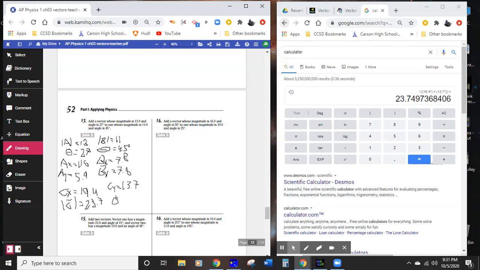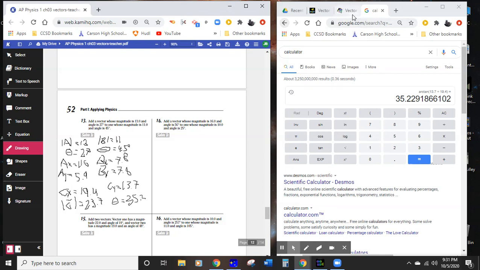And theta is going to be the inverse tangent, right? We'll do inverse tangent, and it's the y component over the x component. So the y component here is 13.7 divided by 19.4, close parenthesis. And that gets us an angle of about 35.2 degrees. So we'll say here 35.2.